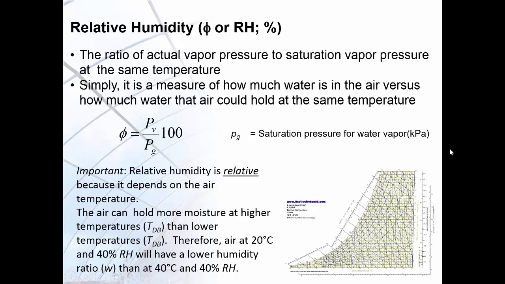It is important to mention here again that the relative humidity is a relative term, because it depends on the air temperature. The air can hold more moisture at higher temperatures than lower temperatures. Therefore, air at 20 degrees and 40% relative humidity will have a lower capacity to hold water than air at 40 degrees Celsius and 40% relative humidity.